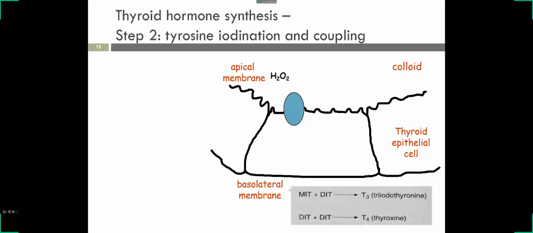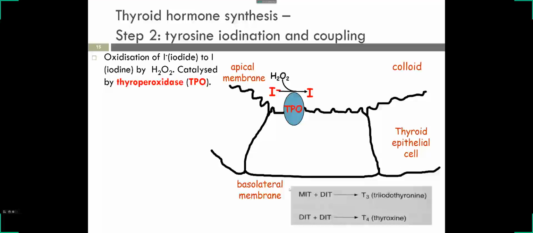Now, what happens after we trap our iodide molecule? Well, the first thing we have to do is oxidize iodide to iodine. And this is done using hydrogen peroxide and an important enzyme in the thyroid called thyroperoxidase, or TPO. So TPO takes hydrogen peroxide that is located within the colloid and oxidizes our iodide into iodine.